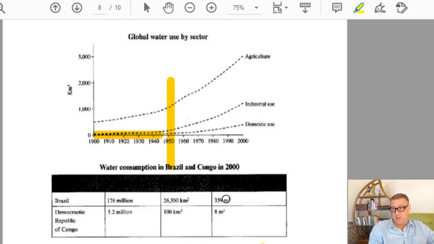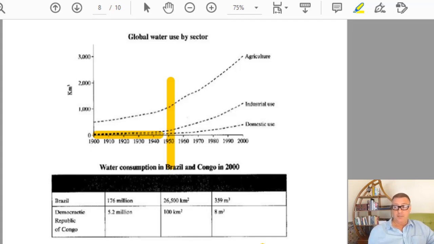So what we notice is these numbers are higher for Brazil, for all of them. So you could say something like, considering water consumption in Brazil and Congo in 2000, Brazil had the higher population with 176 million people versus 5.2 million in the DRC. Water use was much higher per capita at 359 cubic meters versus 8 cubic meters in the Democratic Republic of Congo. And finally, irrigated land followed a similar trend with 26,500 square kilometers in Brazil versus 100 square kilometers in the DRC.